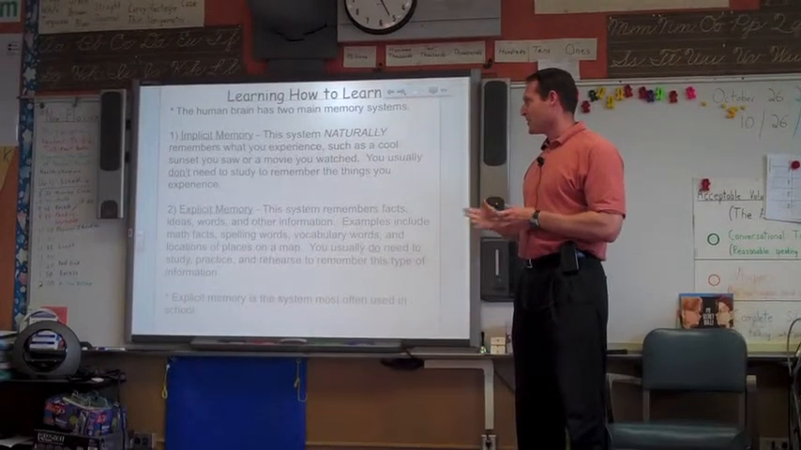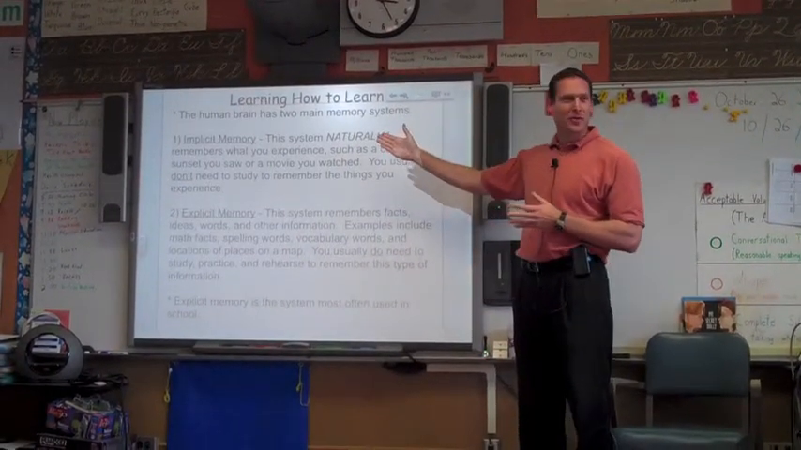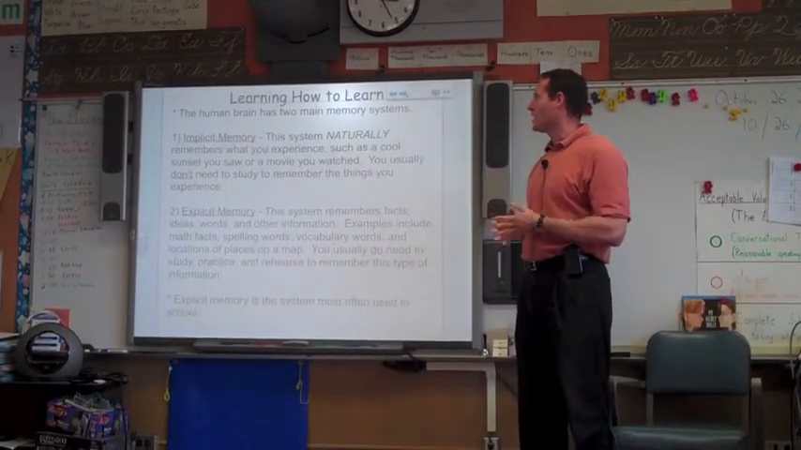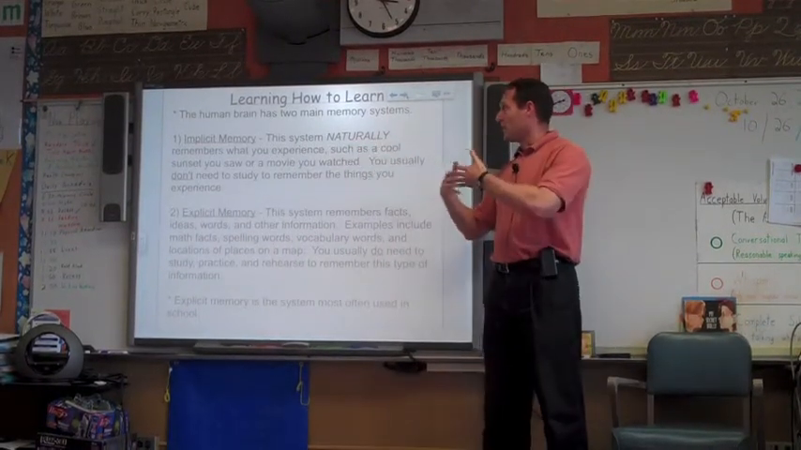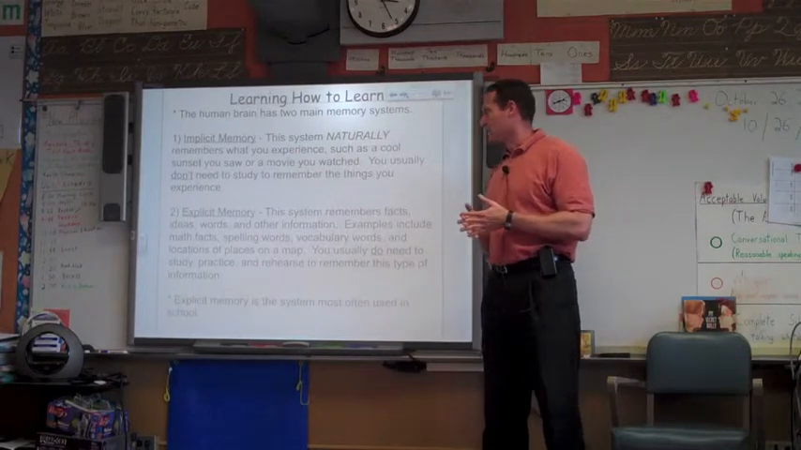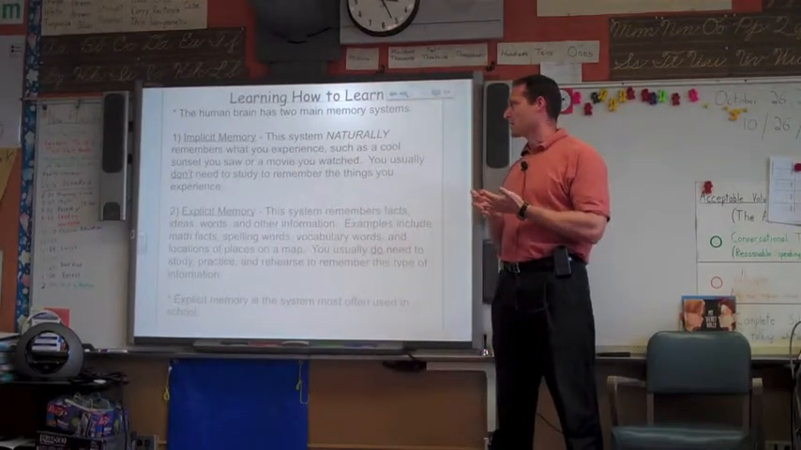For the kids in here, these terms are adult. These are not third grade terms. But when we talk of memory, the human brain has 2 main memory systems. The one that works naturally is called the implicit memory system. And it naturally remembers the things that we experience.